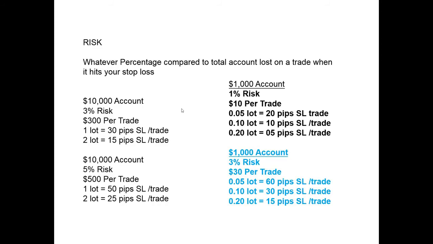If you do two lots, 3% risk on a $10,000 account, you're only going to be able to do a 15 pip stop loss.